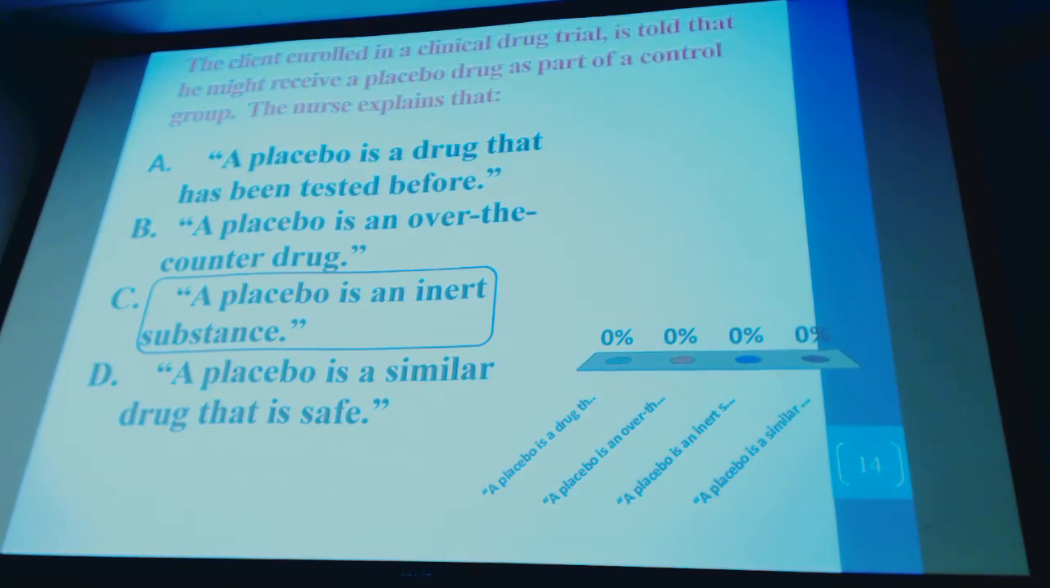It is an inert substance. It's not going to have any action in the body at all. We don't tell patients which one they get. If they're in a clinical trial, the pill that they get looks identical to the active ingredient pill. We want to see how they're going to react.